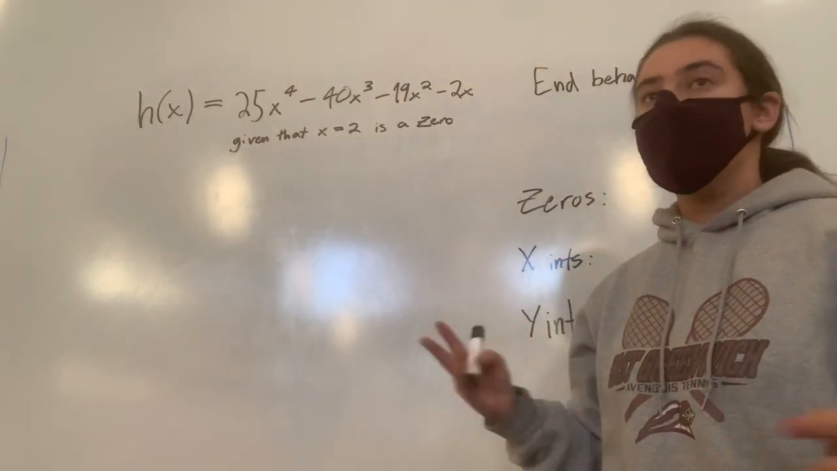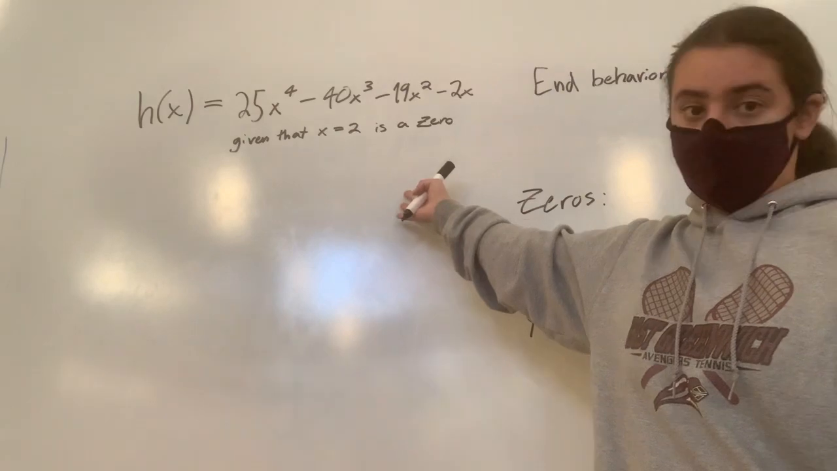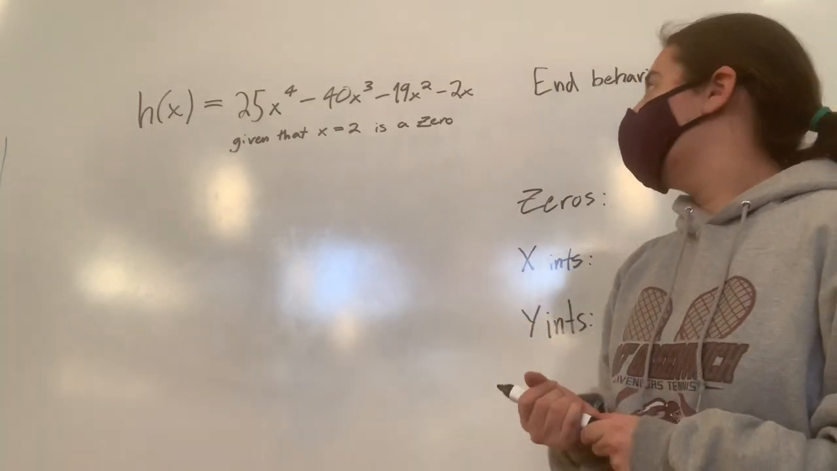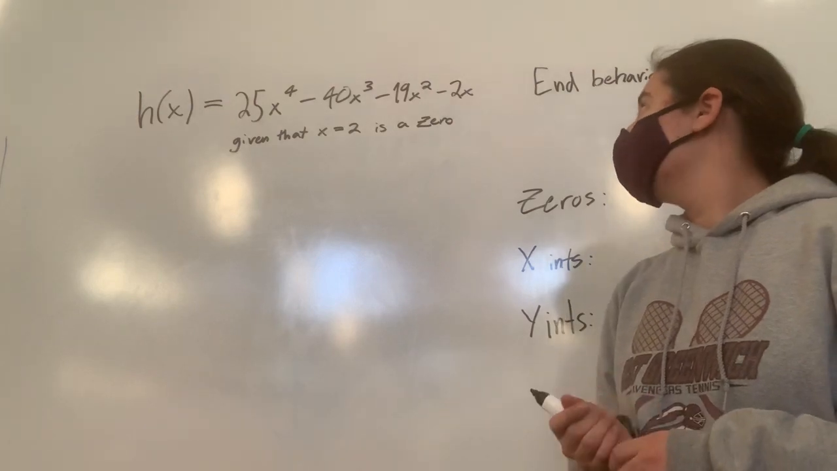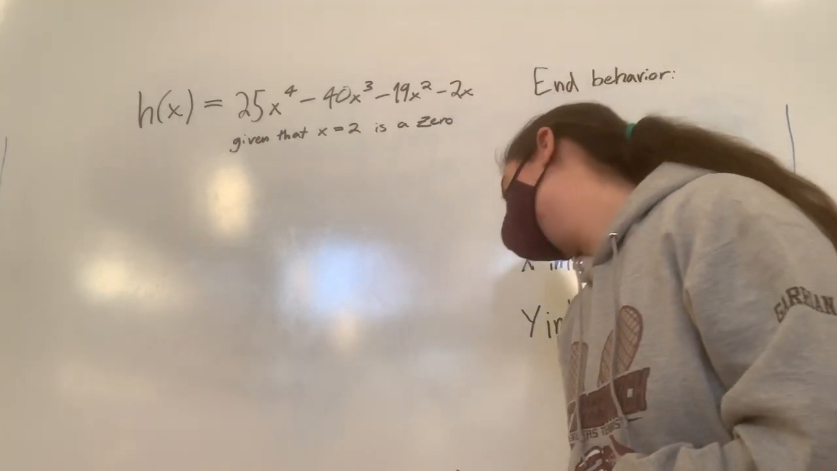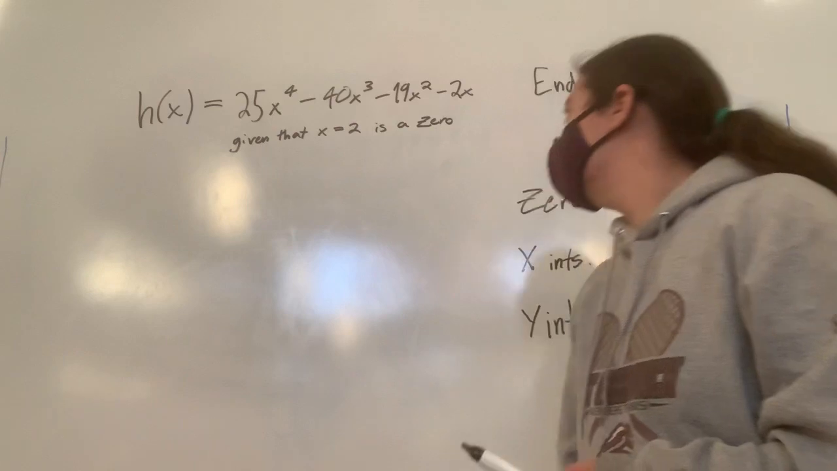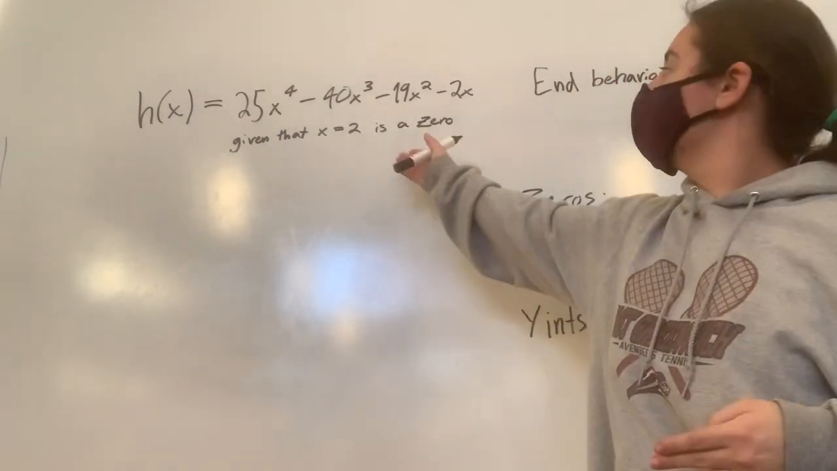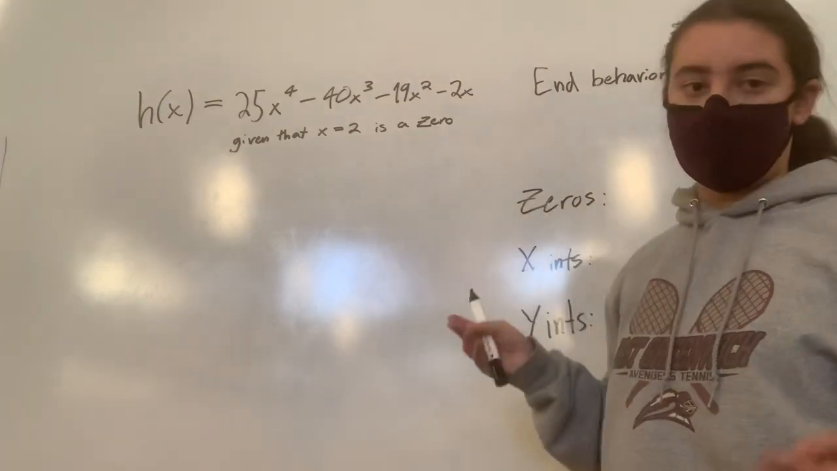Today we have another polynomial. Our new friend h of x equals 25x to the fourth minus 40x to the third minus 19x to the second minus 2x. Did I get it correct? I did. All right. So we do get this lovely given that x equals 2 is a 0.